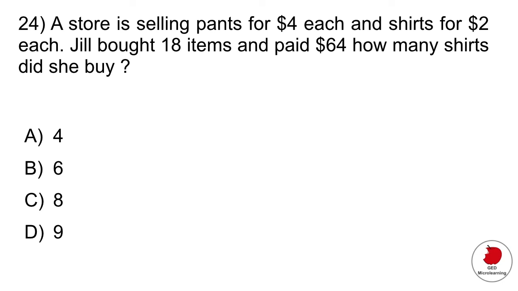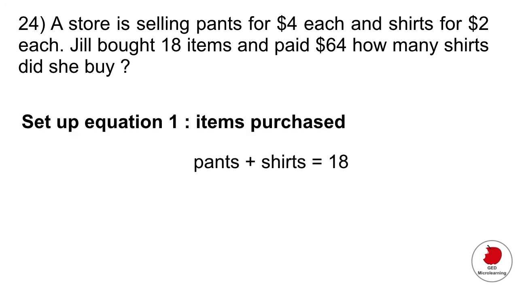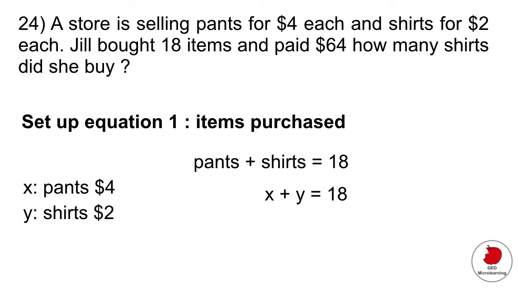Okay, so this one is a little bit tricky if you're not used to using the substitution method. So you're going to set up two equations. The first equation is looking at the items purchased. So we know that she bought pants and shirts, and in total it was 18 items. Okay, we're going to call the pants X and the shirts Y. So we have that X plus Y is equal to 18.